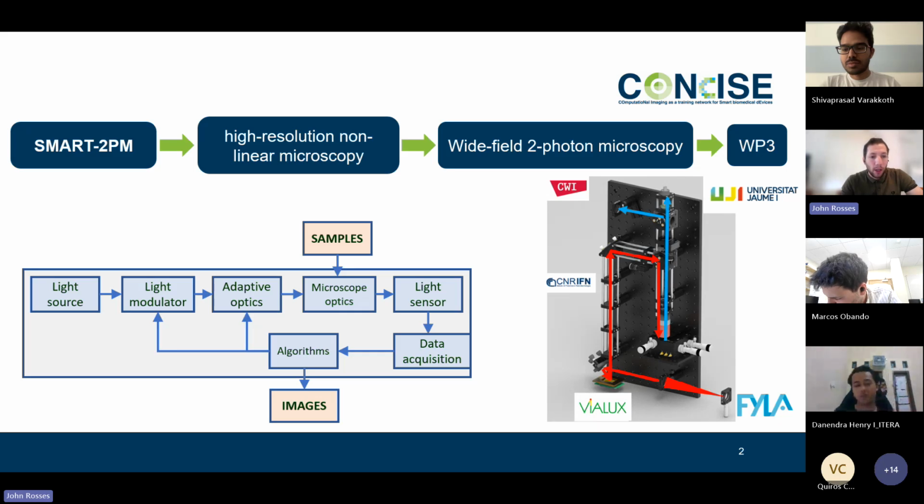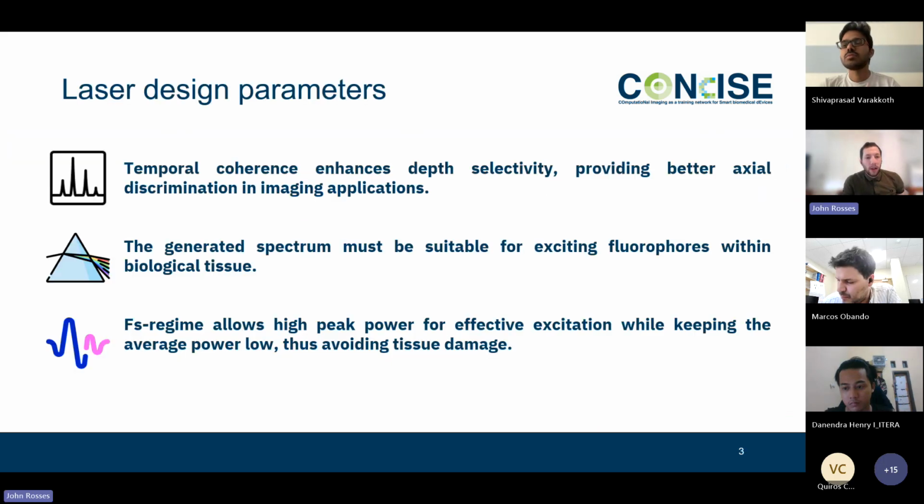So this microscope consists in obtaining from the sample an image, and has a lot of blocks before obtaining the final result. But my work lies here in the light source. We are working in collaboration with the Universidad Jaume I and the CWI from the Netherlands, the CNR from Milan, and us, Fila. So my work consists in designing the laser. To design this laser, we have some different parameters we want in our source.